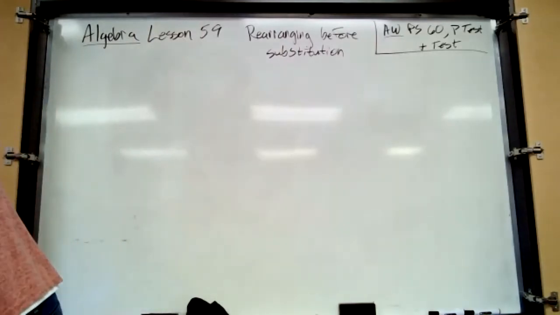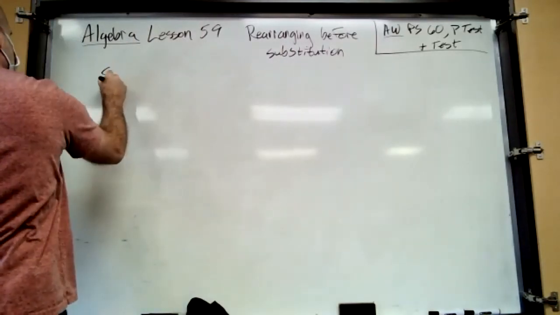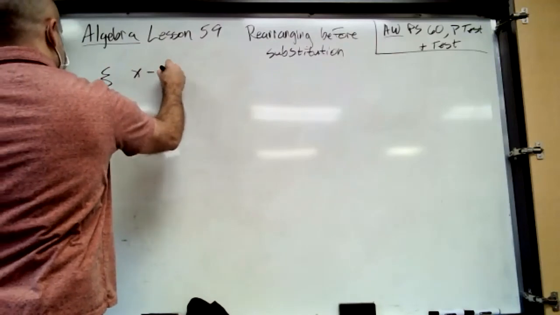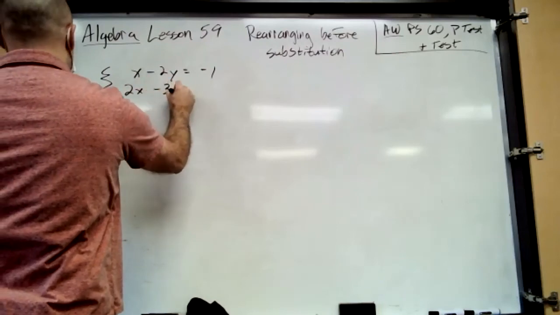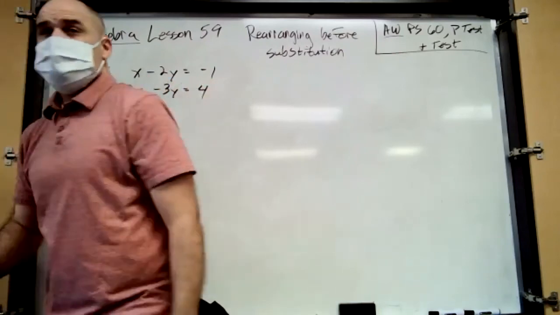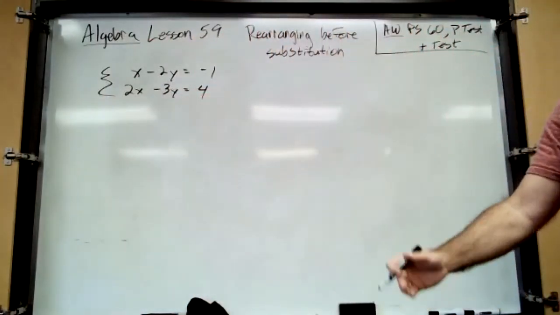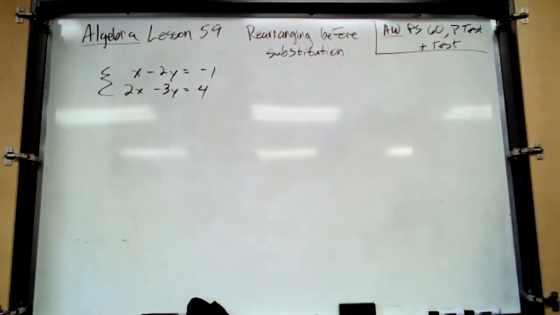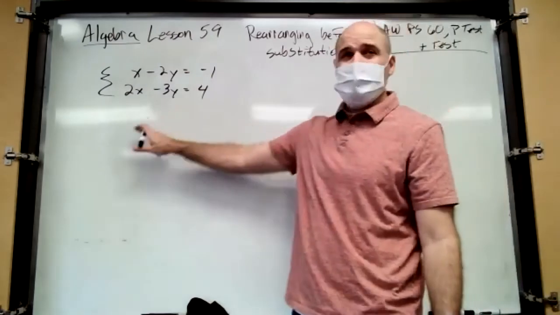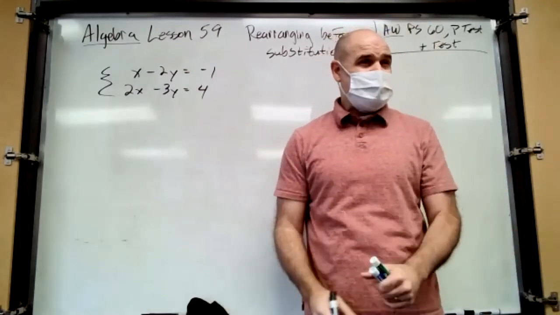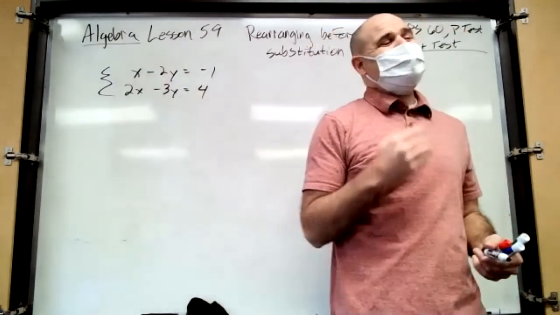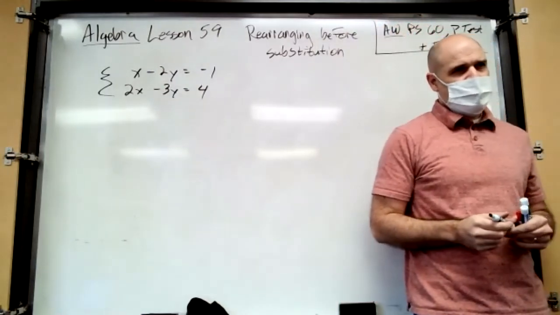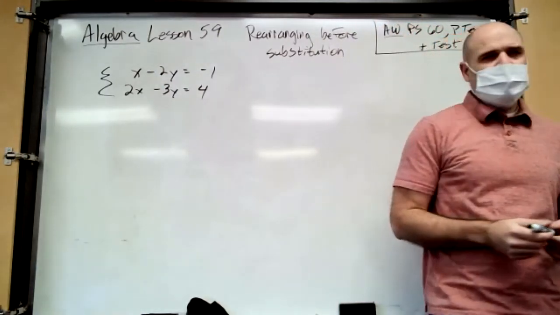All right, so here's my next example. System of equations. x minus 2y equals -1. And then 2x minus 3y equals 4. So I want to solve by substitution, but there's nothing to substitute. It doesn't say x equals this or y equals this. It just says these equations. So our first step is to get one of these 4 variables by itself. Which one looks like the easiest one to get by itself? Top left, top right, bottom left, bottom right.